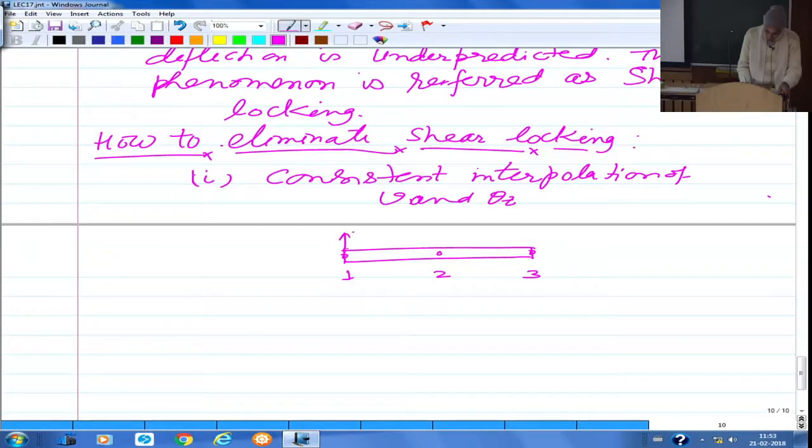So let me only have that. Then you will have v1 and theta z1 rotation here, but this node will only have v2, that is v as the only degree of freedom, and here we will have v3 and theta z3.